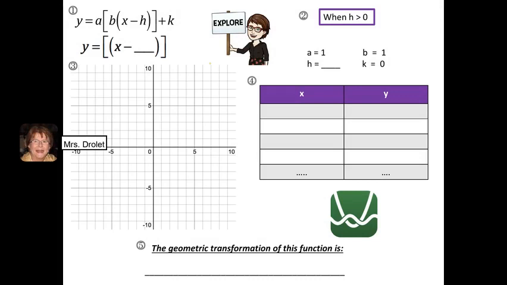Now, using the Desmos calculator, explore parameter H when parameter H is a number greater than 0. Keep your A equal 1, keep your B equal 1, but now you're going to change the H. Make it a number which is greater than 0, but the K stays 0. Keep in mind that the function is x minus H. You're going to be subtracting a positive number. Explore it, and then I'll help you in the next slide.